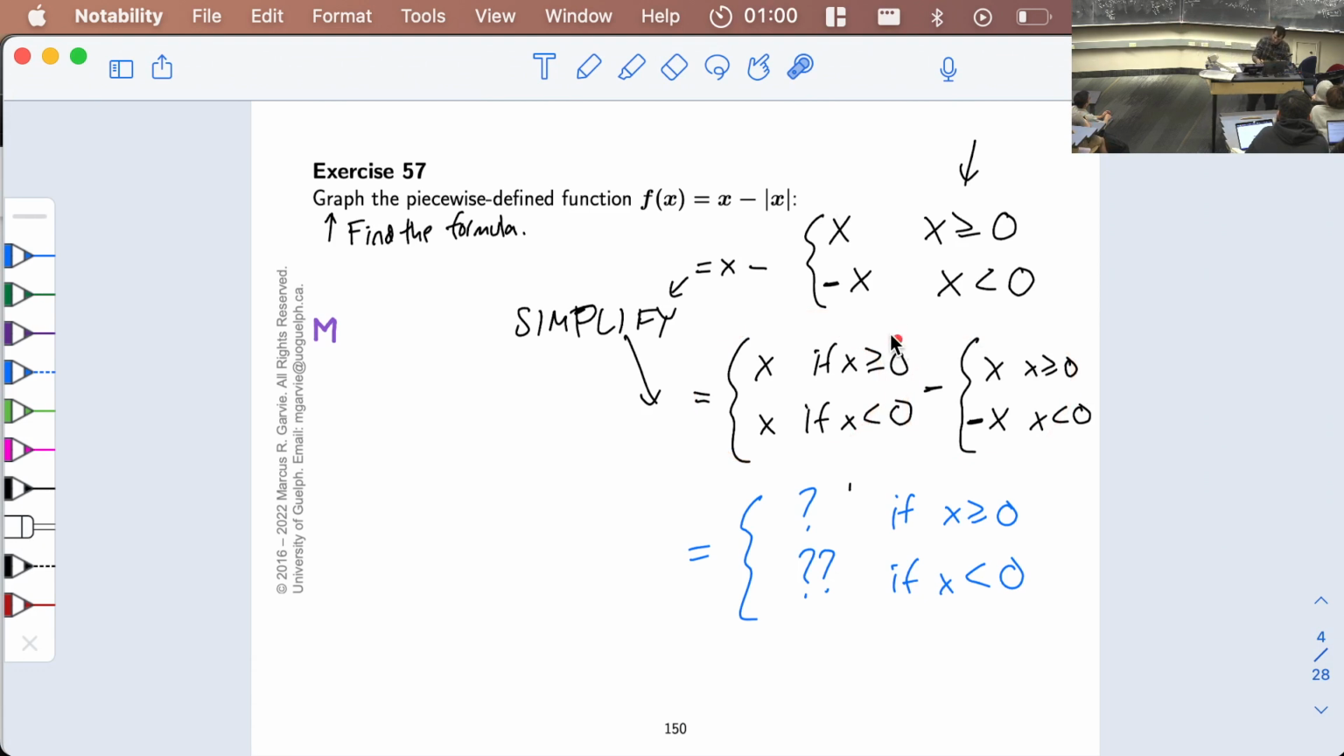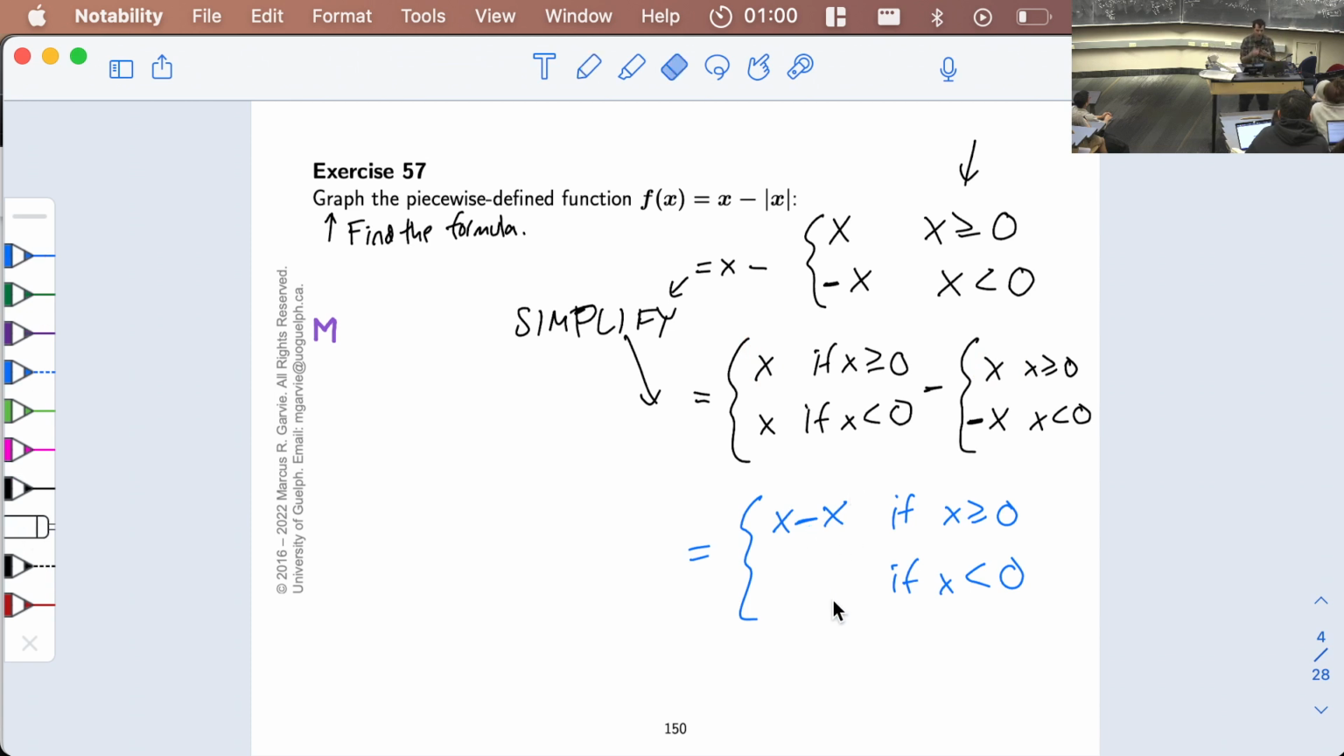And look, this one is x if x is bigger than 0, and I'm subtracting x if x is bigger than 0. So if x is bigger than 0, what do we get? Well, this one gives you an x, this one gives you an x. So what do you get? You get x minus x. So that is going in the top over here, x minus x.